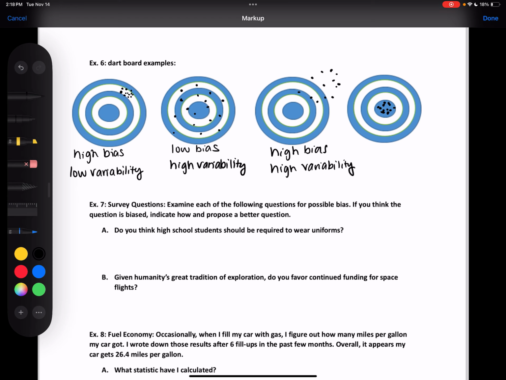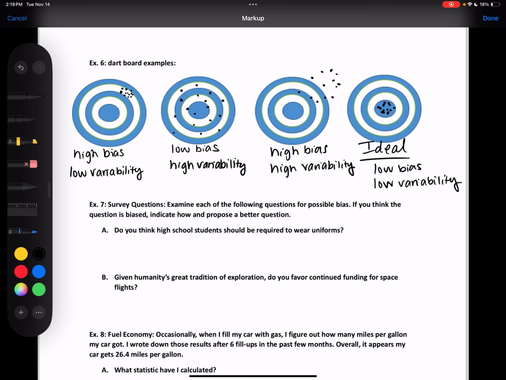I bet you can't guess what the last one is. Low bias. And this is what we call an ideal situation here. Low bias and low variability. They're all in the middle, so low bias. So close to what we're seeking.